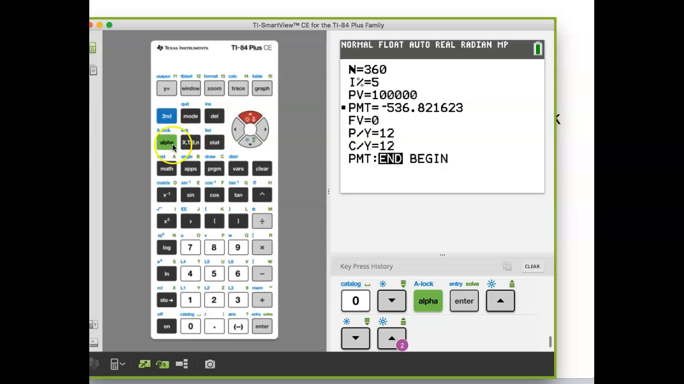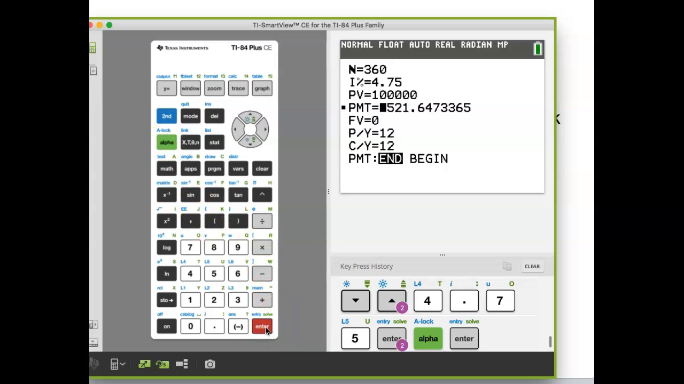I'm going to change my interest rate to 4.75. And then I'll do an alpha solve on payment. All right. It's $521.65 per month.